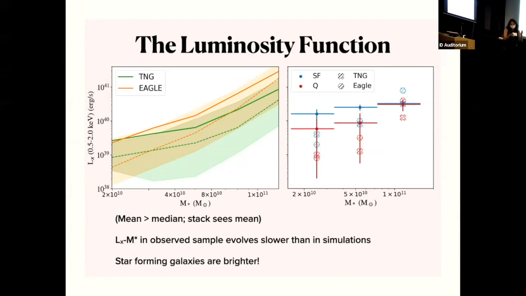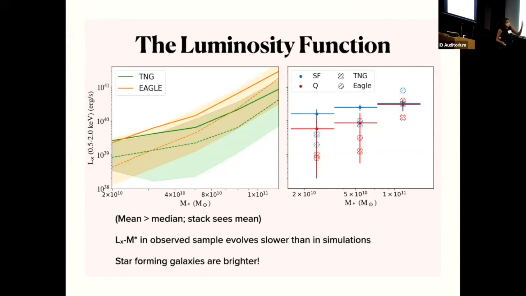I heard some whispers that Romulus might be different. Please show me. But for now, right, I mean, that would be so exciting. But for now, what you see is this kind of slope for Eagle and TNG for both the star-forming and the quiescent populations. And the observations are just much more calm. They're just less sensitive to the stellar mass.